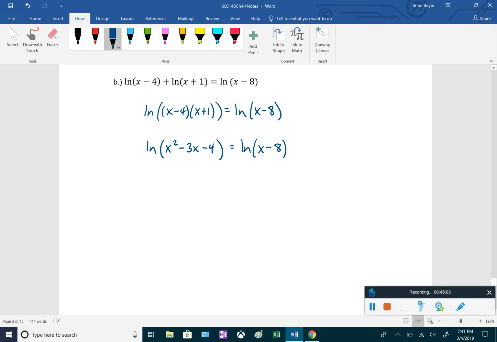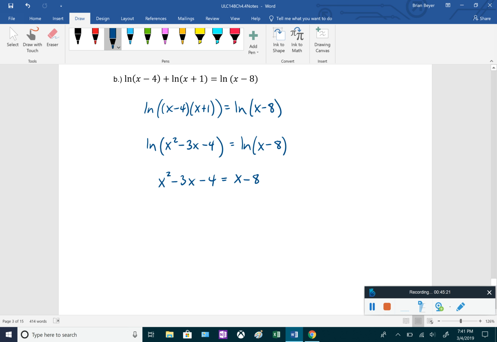So once we get these ln's on both sides like that, once again we can drop them and equate what is on the inside. So x squared minus 3x minus 4 equals x minus 8. ln is gone. So quadratic, hopefully you're getting the hang of this and you keep on seeing quadratics. They tend to pop up a lot.